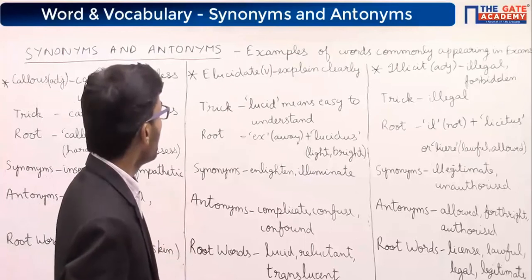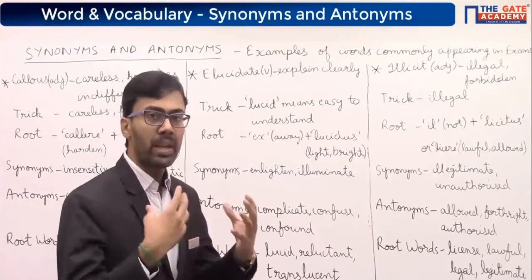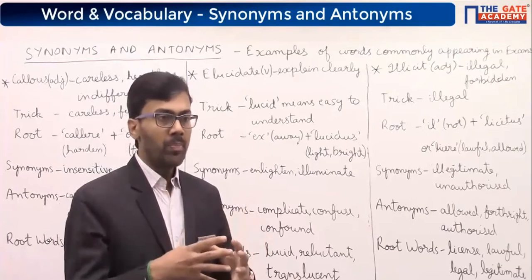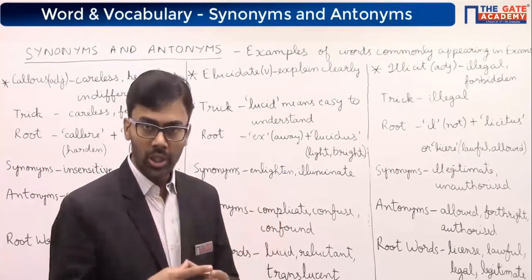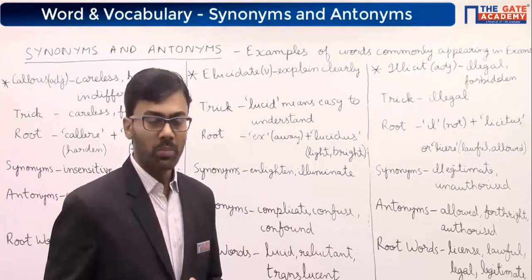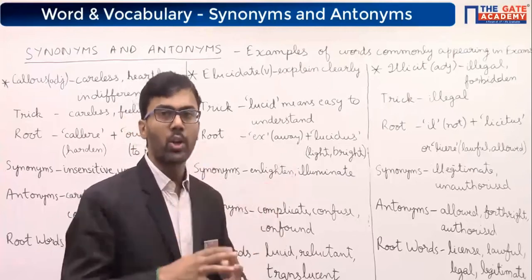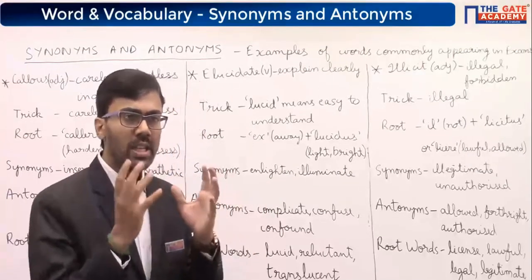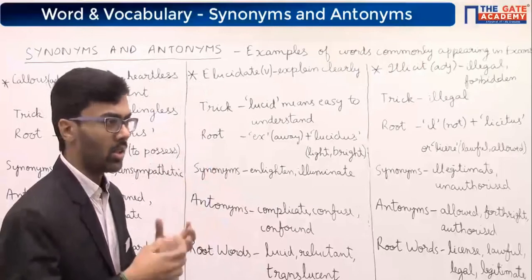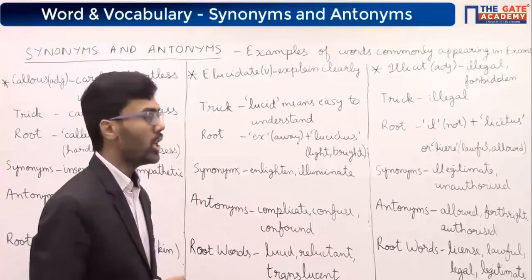The next word is elucidate, which is a verb. It means to explain clearly. It could be in the written form or the spoken form, or it could be an audio visual. So in text form, in spoken form, or in some kind of audio or video which clearly explains any topic or any fact or anything, that action is called to elucidate.